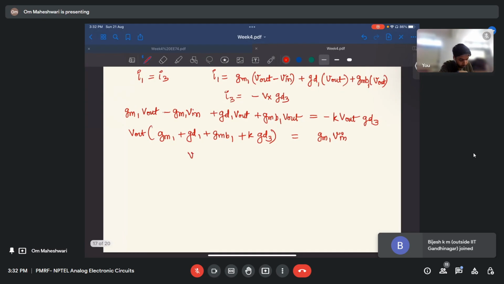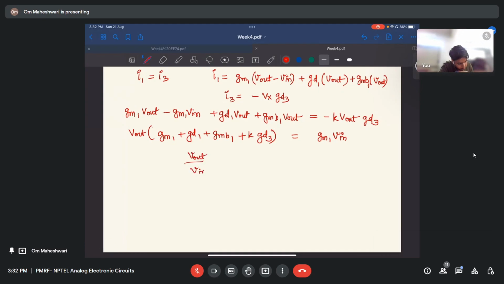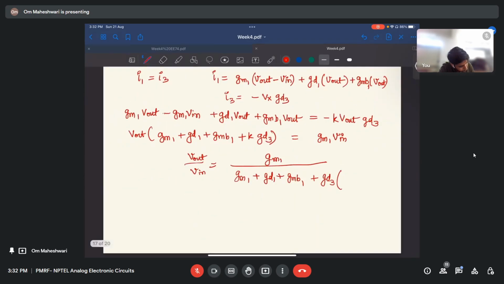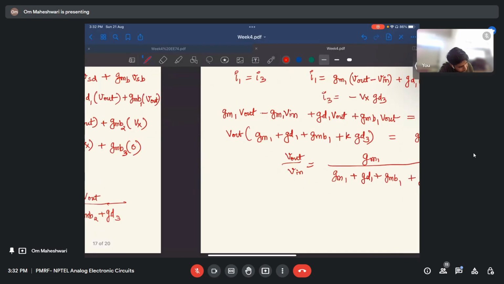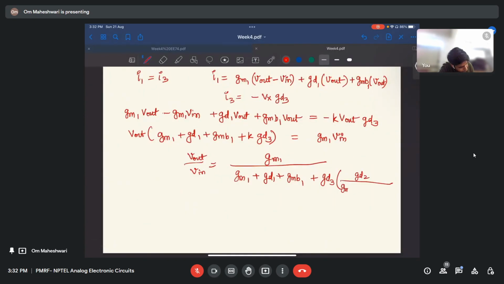Now simply we can write V out by V in as GM1 by GM1 plus GD1 plus GMB1 plus GD3 into some K value, right? What is K? GD2 divided by GM2 plus GD2 plus GMB2 plus GD3. Okay, so now we can directly solve this.